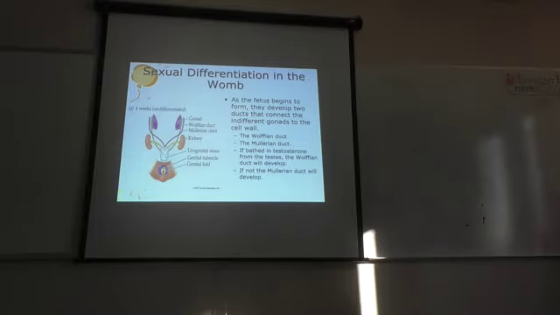Now, in a very, very rare circumstance, you will produce an individual with both Mullerian and Wolffian ducts. In other words, they have both male and female reproductive organs.